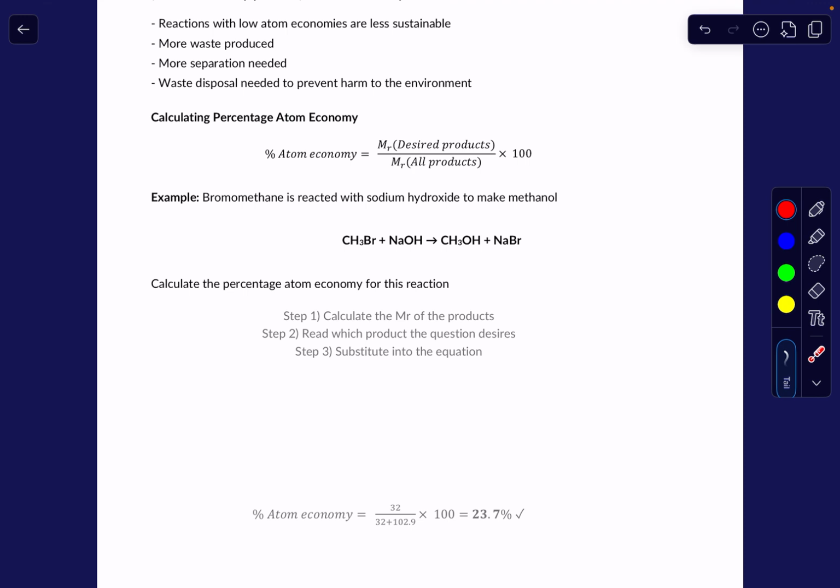It's not like an actual lab practical. So there won't be any real masses here or anything. It's typically going to be done with your MRs. So you're going to have to use a periodic table to determine those things.